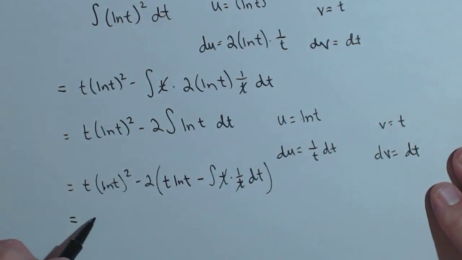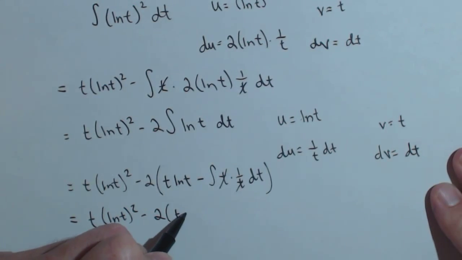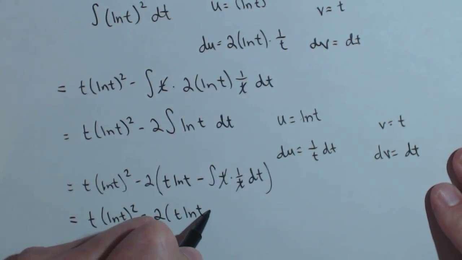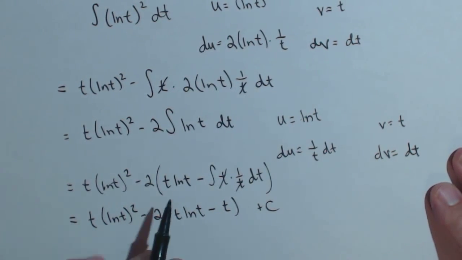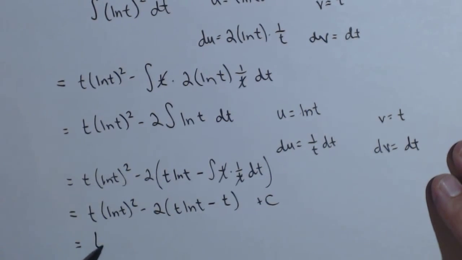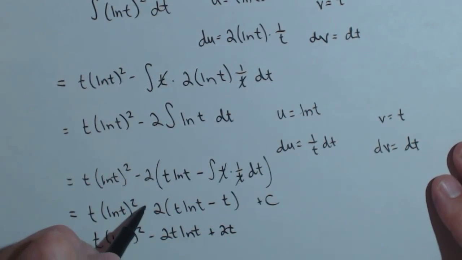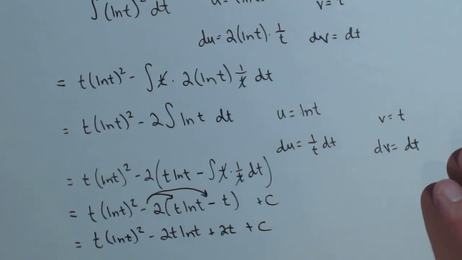So we can finish this on the next step. T times ln of t squared minus 2 times t ln of t minus just t, and then we'll throw in our plus c here at the end. And if you want, you can distribute this minus 2. And if we did that, we would have t ln of t squared minus 2t ln of t plus 2t, because we're distributing a negative 2, plus c. So there's our final answer.